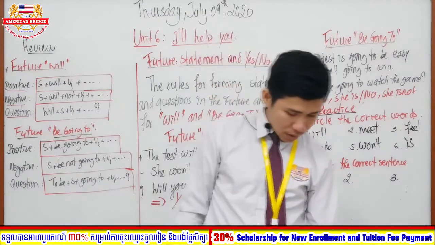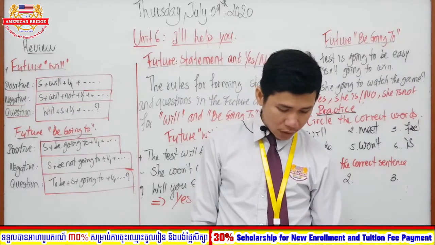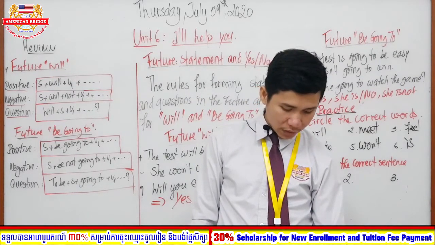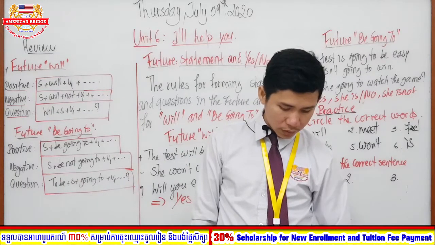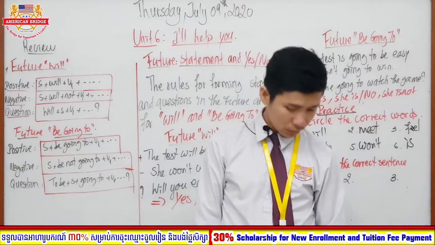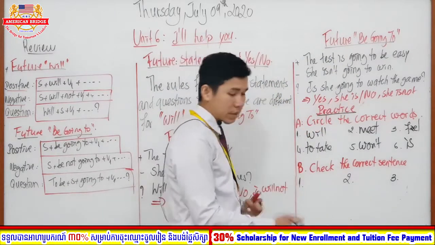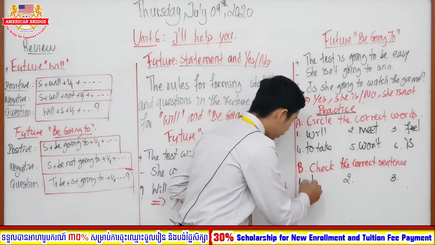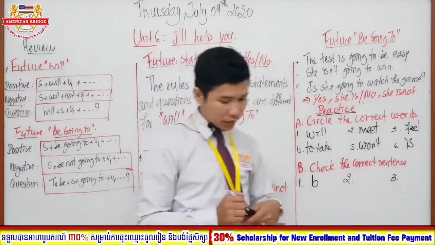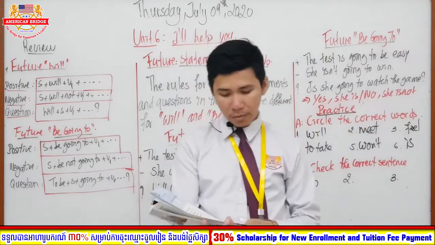A1. Number 1. A: "We bought tickets. We'll see a movie." B: "We bought tickets. We're going to see a movie." Which one is the correct answer, A1? Okay, in number 1, has it given you the answer? The answer of number 1 is letter B, right? The correct answer is "We bought tickets. We are going to see a movie."